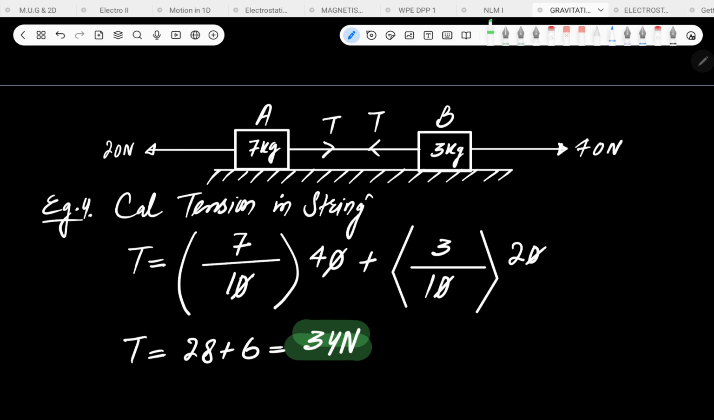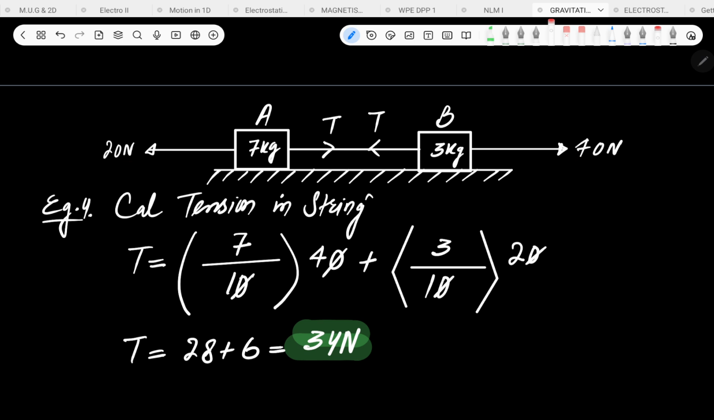Okay, simply what I have done here is that I have applied the superposition principle. Superposition principle implies that first of all, see what is the tension due to this 40 Newton, number one, and number two is that what is the tension due to this 20 Newton.